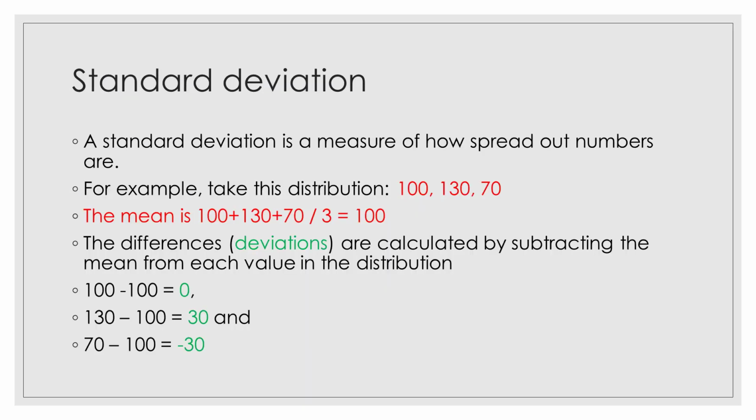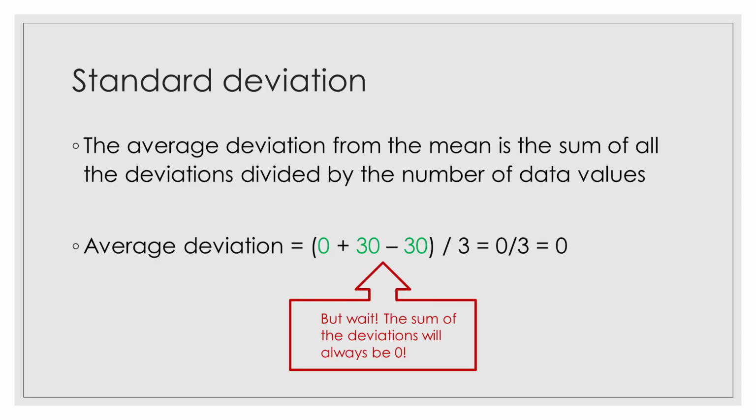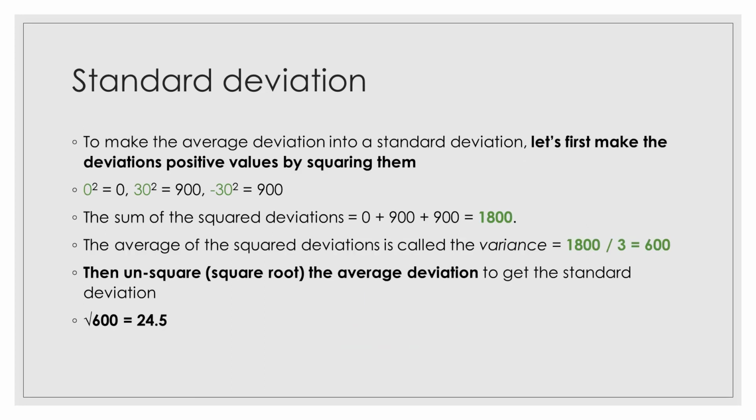Here we have a distribution with three values, 100, 130, and 70. The mean of those is 100, and the differences or deviations between each value and the mean is 0, 30, and negative 30 respectively. The average of those is 0, however. So let's try something. Let's square each of those deviations, add those up, and come up with a sum of the squared deviations. When we find the average and take the square root, we get the standard deviation.